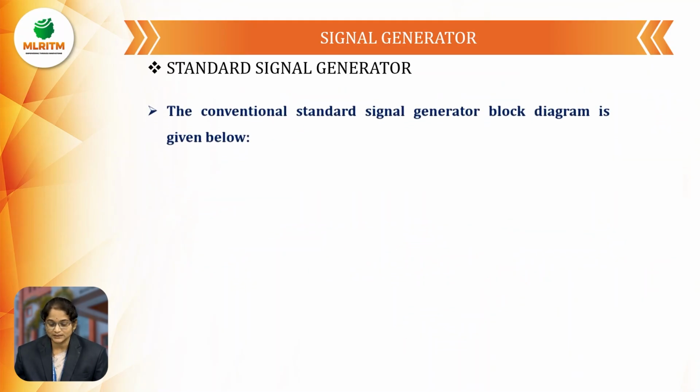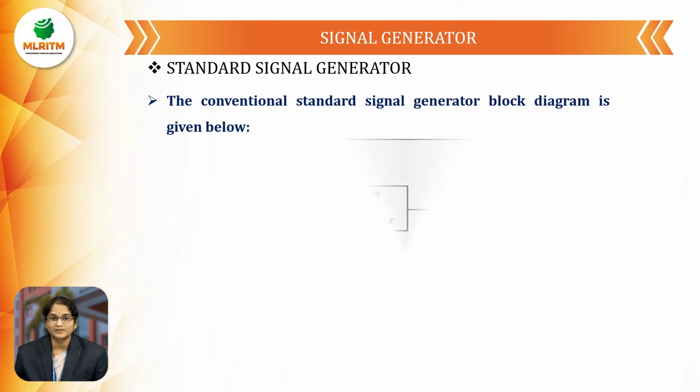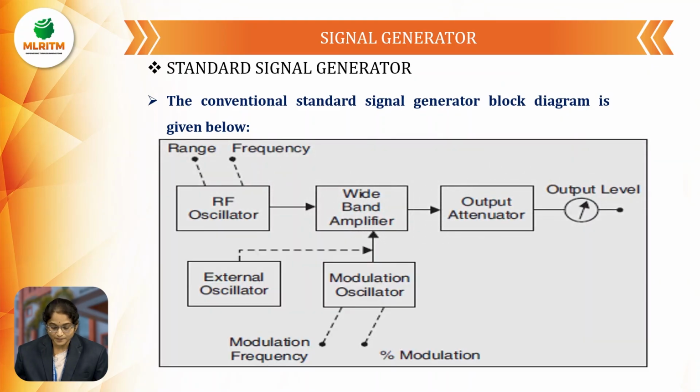Okay, this is the block diagram for the standard signal generator. Here we have the RF oscillator. The RF oscillator is the radio frequency oscillator. We are going to use the frequency range above 20 kilohertz. Whatever frequency we want to use, we select with the help of these knobs, and we select the particular frequency with the help of this RF oscillator.